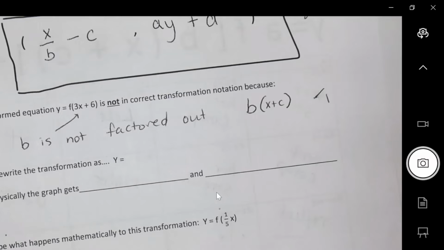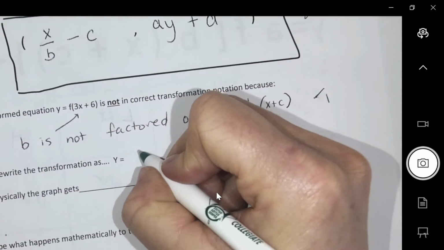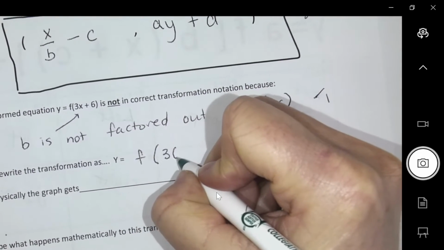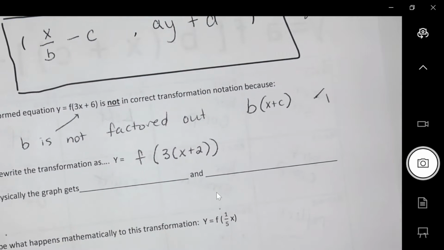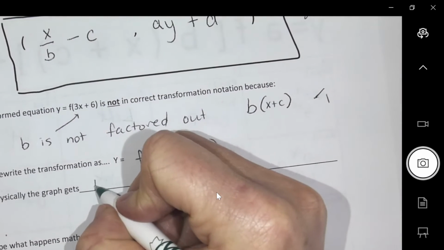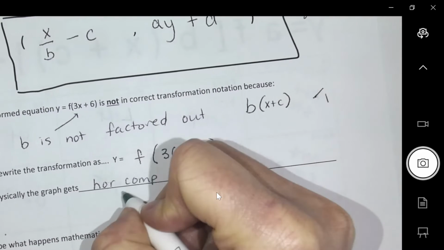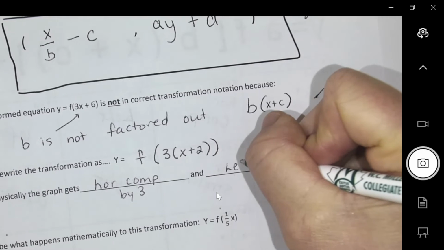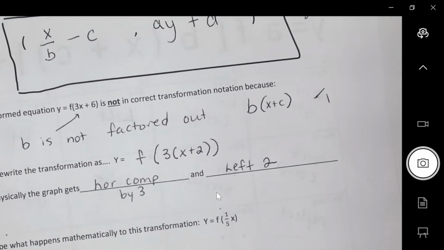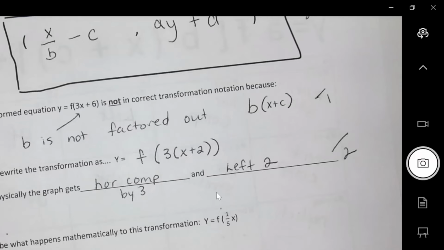And then if I was to rewrite it, I would go y equals f of 3 bracket x plus 2. So now, if I was to describe what's physically happening, I would horizontally compress by 3, and I would move left 2. So give yourself 2 points for that question.